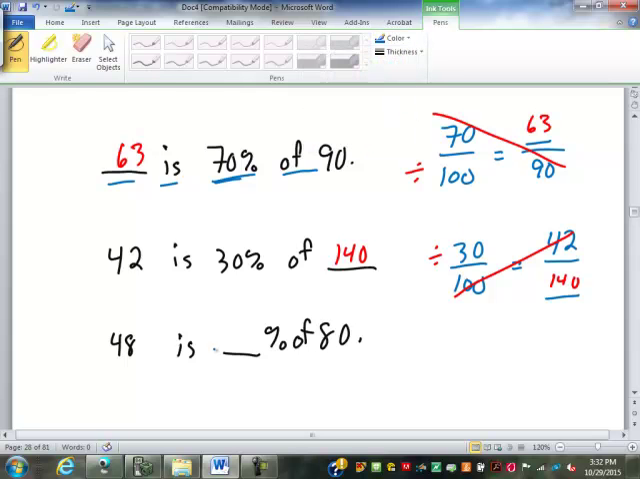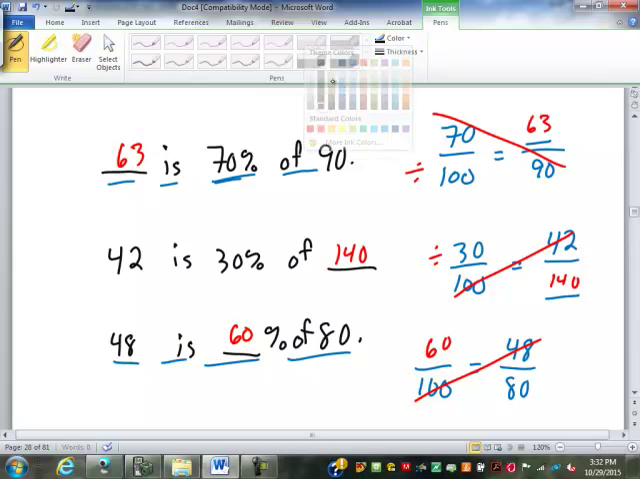And then finally, we start with the percent, but we don't have one here, so it's blank over 100. And on the other side, what goes where? 48 on top. 48 over 80. 48 is the blank percent, so 48 goes with the missing percent, out of 80. And again, we cross multiply and divide. 100 times 48 is 4,800, divided by 80 is 60. So 48 is 60% of 80.